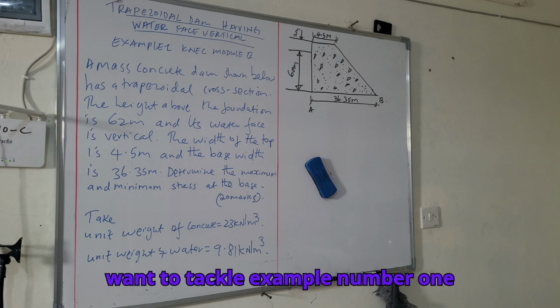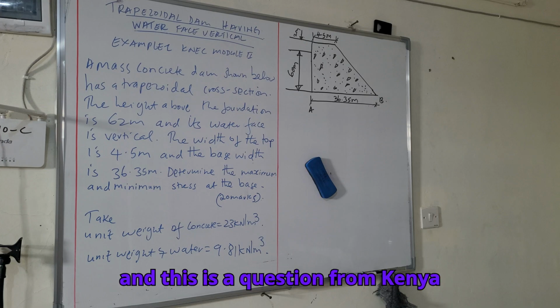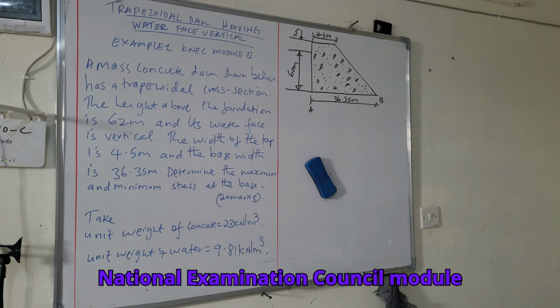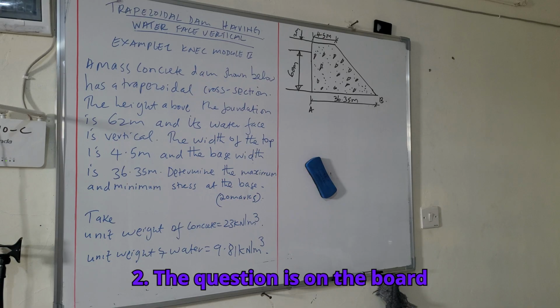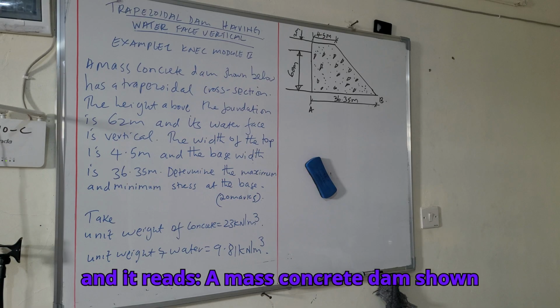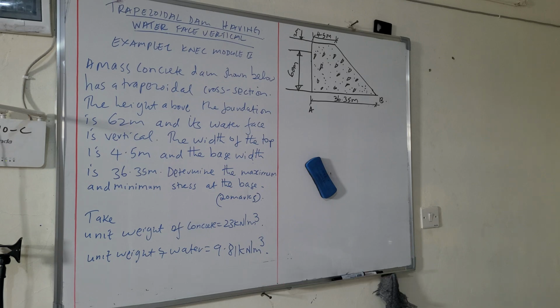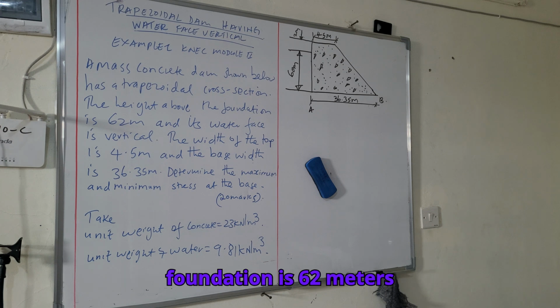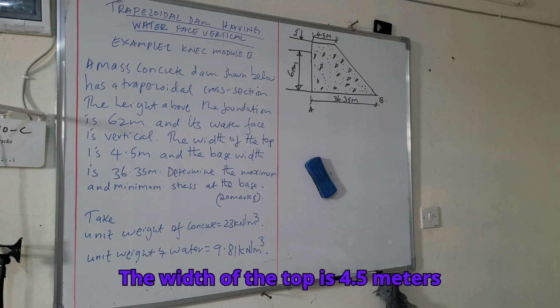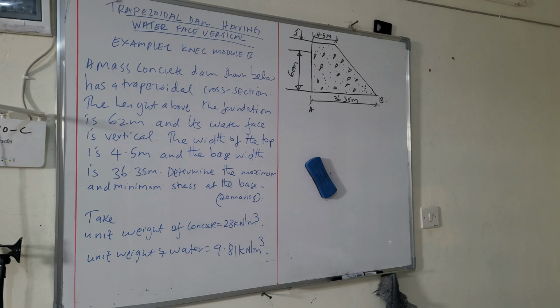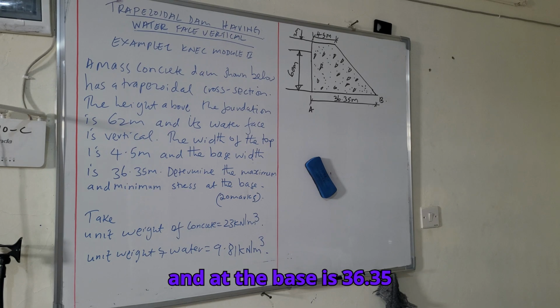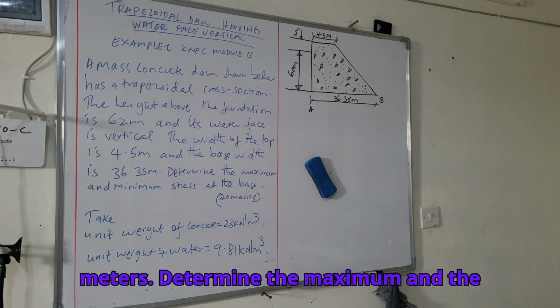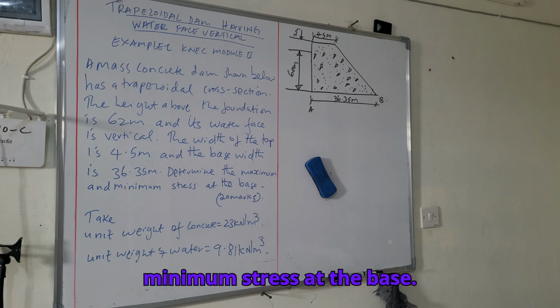Today I want to tackle example number 1, and this is a question from Kenya National Examination Council, Module 2. The question reads: a mass concrete dam shown below has a trapezoidal cross-section. The height above the foundation is 62 meters and its water face is vertical. The width of the top is 4.5 meters and the base is 36.35 meters. Determine the maximum and minimum stress at the base.